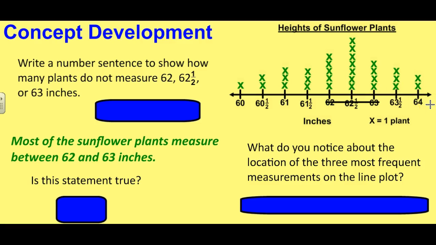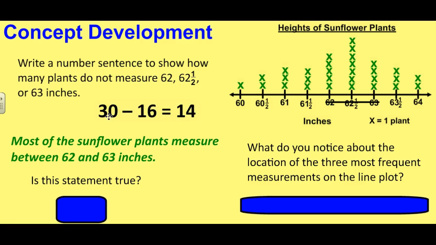and you're going to write a number sentence, or an addition sentence, or whatever type of sentence you choose to write, to figure out how many x's there are for every other measurement that is not those three measurements. So I want you to get a number sentence written on your paper telling me how you solved it, how many x's there were, how you figured out how many x's there were, and push play when you're ready to check it.